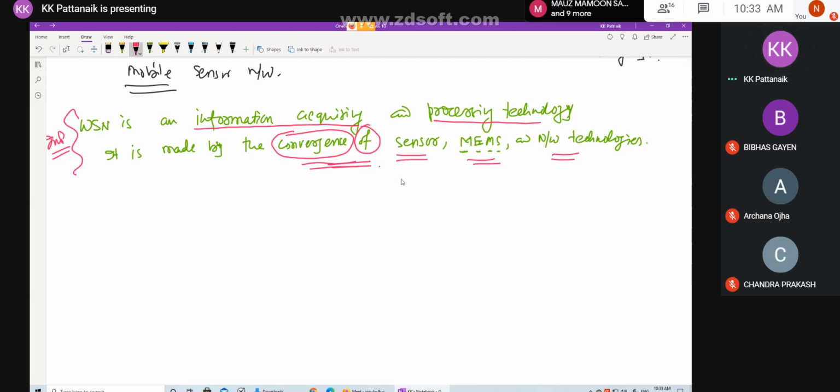So, who are the people who work in this? When we say that I am working in wireless sensor networks, what does it mean? Does it mean that I am working on sensors? Does it mean that I am working on MEMS, or on network analysis? Well, I can't say until I understand more about it. For example, developing sensors.